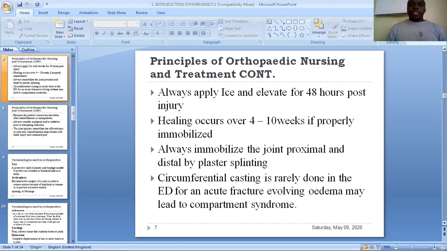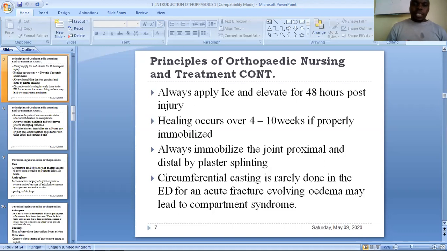The other principle states that always apply ice and elevate for 48 hours post-injury. This elevation actually helps to reduce inflammation. This principle is much applicable when you take the client to the hospital or facility, meaning that when you reach there, you elevate the injured part for a minimum of 48 hours post-injury. That will help in the reduction of inflammation.